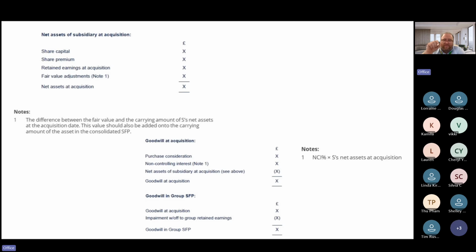The second part of it is the non-controlling interest. So that is, as it says in the notes at the side there, the non-controlling interest percentage of the subsidiary's net assets at acquisition, which is why you needed to know what the net assets of the subsidiary are at the acquisition date.